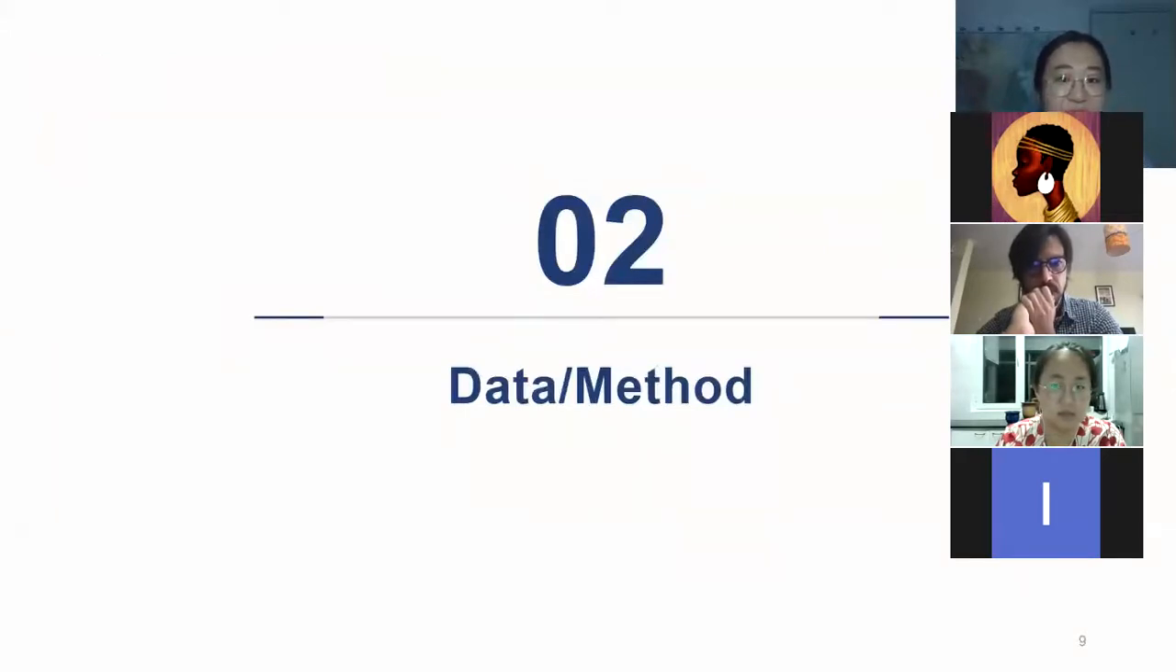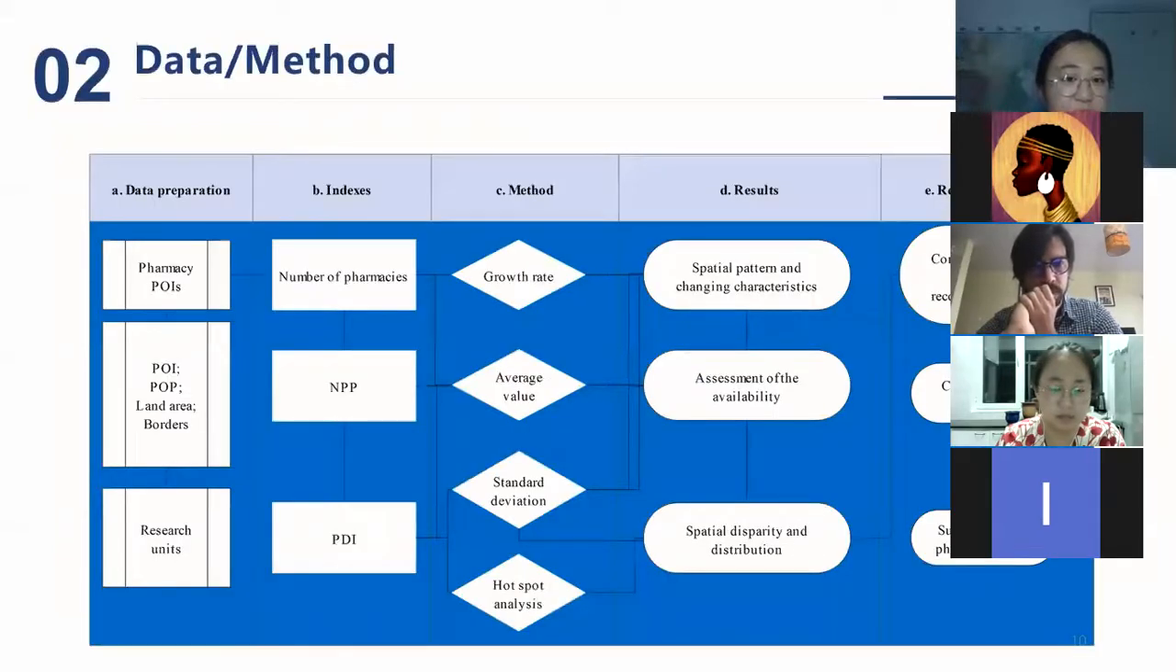Next, I'm going to share the data and method part with you. Focusing on the above scientific questions, we designed our technical route. We firstly established a premises POI database based on POI data and auxiliary data. Then we determined the indexes, including number of pharmacies, NPP, and PDI. On this basis, we use growth rate, average value, standard deviation, as well as hotspot analysis to complete the experiments. Our results are about spatial pattern and changing characteristics, assessment of the availability, and spatial disparity and distribution. The last part is results discussion, including comparison with WHO's recommendations, comparison of indexes, and suggestions.